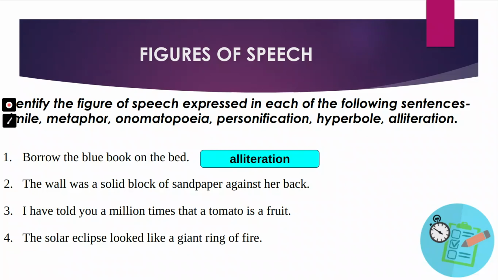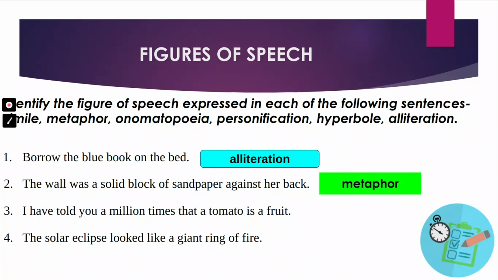Number 2, the wall was a solid block of sandpaper against her back. What might this be? There is a comparison here. The comparison is between the wall and sandpaper without the use of as or like. The meaning that is conveyed here is in the same way that sandpaper, it's grainy and it's rough. That's how the wall was against her back. So a comparison between these two different things without as or without like. And you guessed it, that's a metaphor.